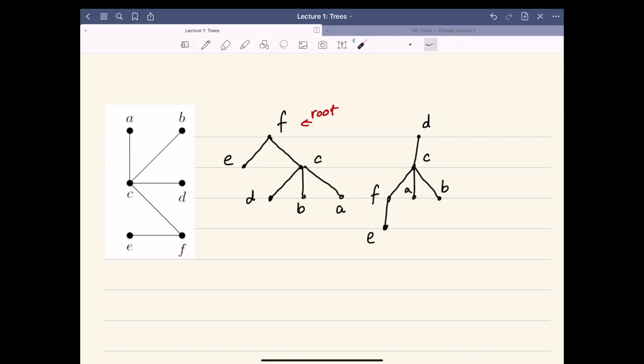When you draw vertices in the next level, if we have only one vertex, you can simply draw it below its parent vertex. But if you have more than one, then you can distribute them so that you make space for the drawing.